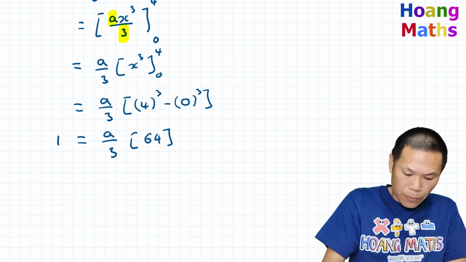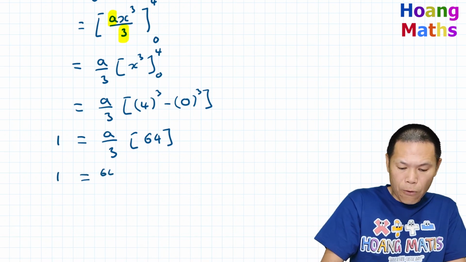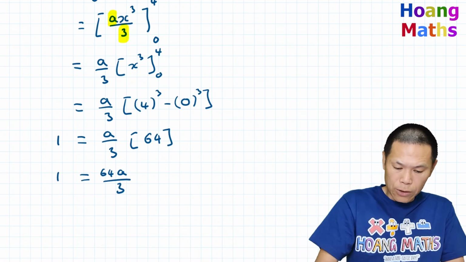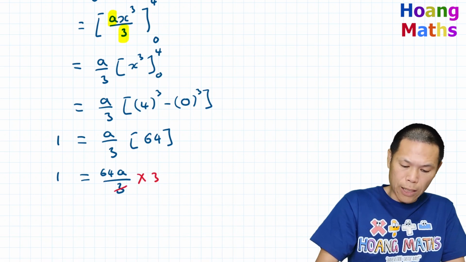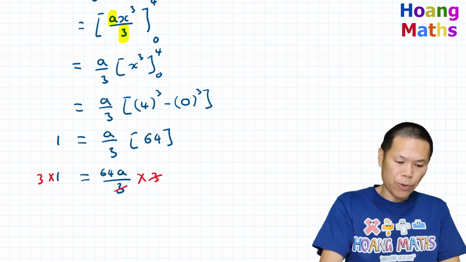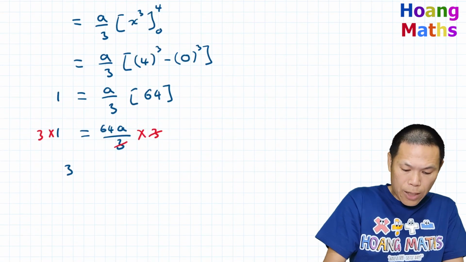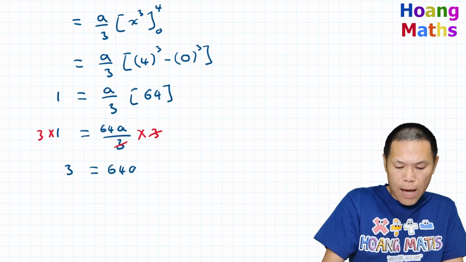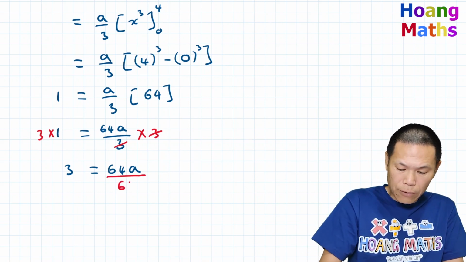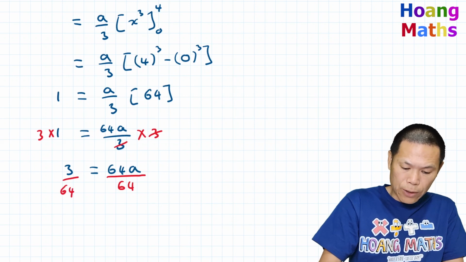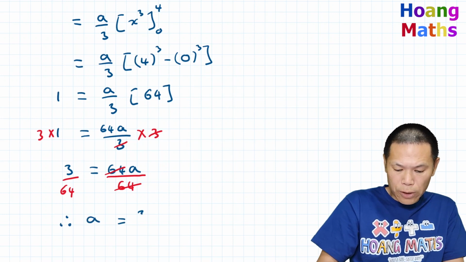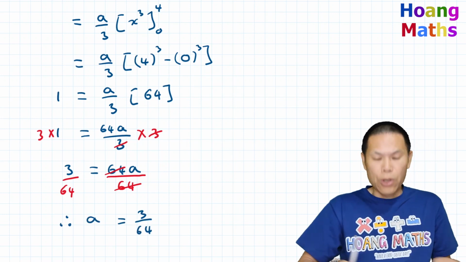In other words, 1 is equal to 64a over 3. Now to solve for this, I times 3 on both sides, because I want to get rid of this 3 there. Of course, I need to do the same thing on the left-hand side, so 1 times 3 is 3. So 3 is equal to 64a. To solve for a, I divide by 64 on both sides, so that cancels out. Therefore, a is equal to 3 over 64. So there you go.